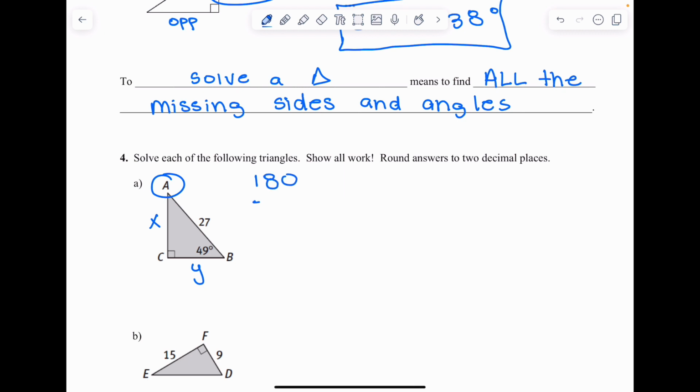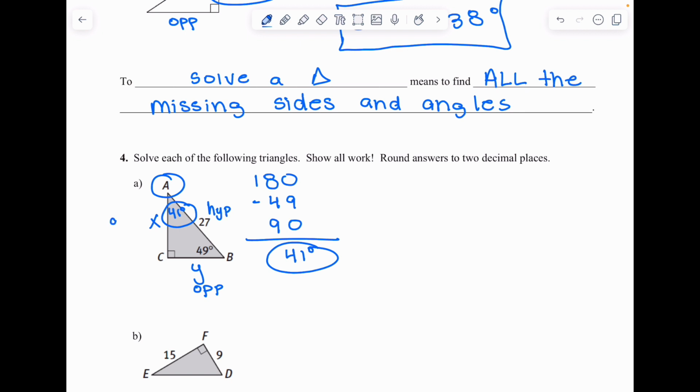So I can say 180 minus the 49 minus the 90, which tells me that angle A has to be 41 degrees. And in order to find x and y, I'm going to use SOHCAHTOA. So I'm going to use the 41 degrees and label my sides. I have opposite, hypotenuse, and adjacent. And I'm probably going to have to use SOHCAHTOA twice since I'm missing two sides.